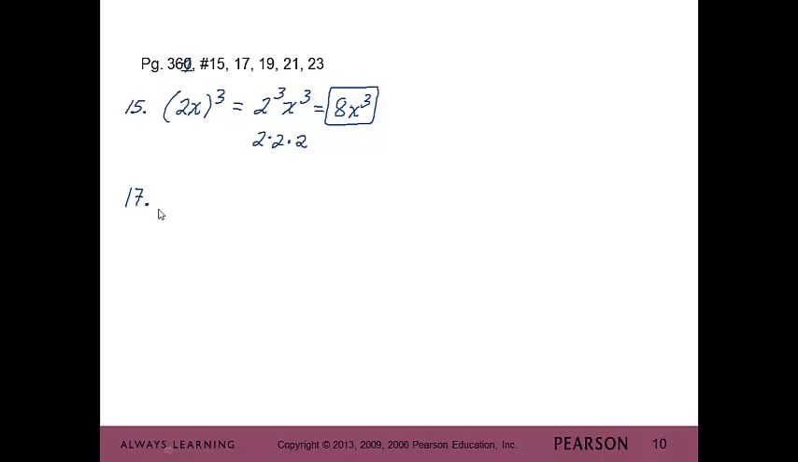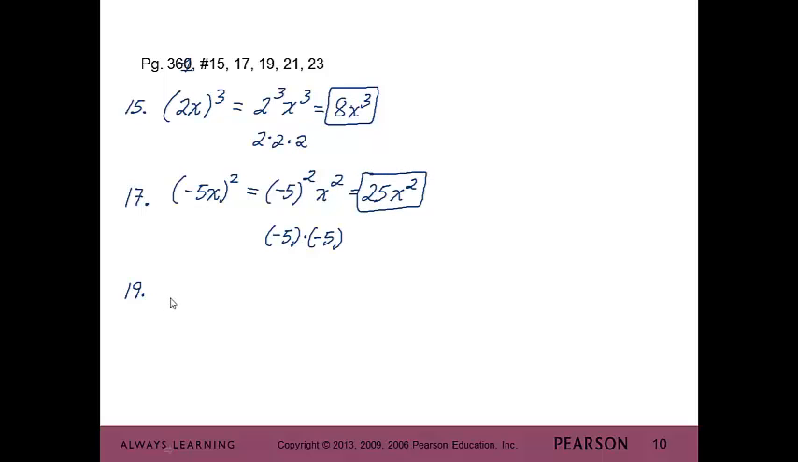Then number 17, this time we have negative 5x raised to the second power. Our factors are negative 5 and x. So we're going to take negative 5 and raise it to the second power. I'm going to use parentheses because I'm dealing with a negative number. And then we're going to take x and also raise it to the second power. Negative 5 to the second power, that's like saying negative 5 times negative 5, which is positive 25, and then x squared.